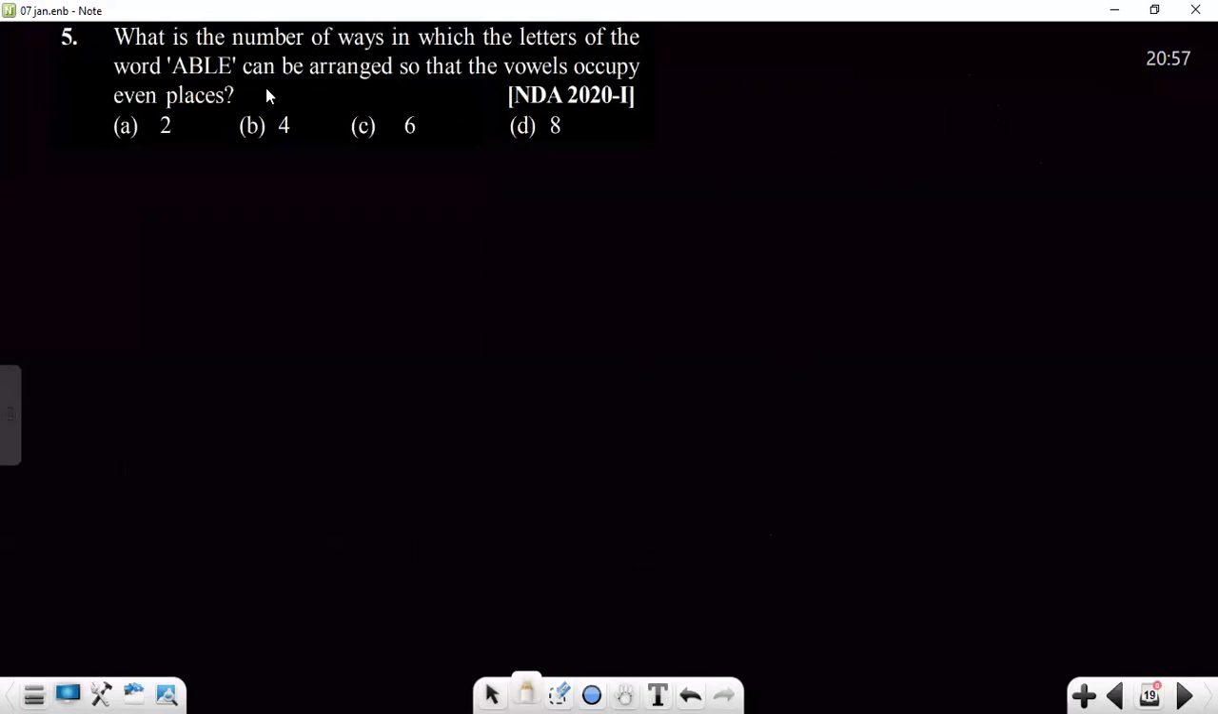Let's solve this question. What is the number of ways in which the letters of the word ABLE can be arranged so that vowels can occupy even places? First, let's talk about places. We have four letters A, B, L, E, and we have to make use of all the letters of the word to make words. So there are four places. How many even places? This is the second place, this is the fourth place. So these are two even places.